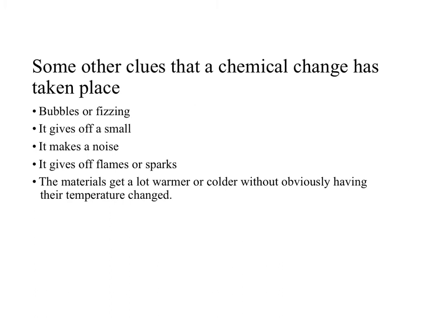Okay, so the main thing that we want to look for when we know that a chemical reaction is going to take place, or when we're trying to find out if one has taken place, is just seeing whether or not a new material has been formed. But here are some other helpful points that may give you a clue as to whether or not a chemical reaction has happened. If a chemical change is taking place, some of these might happen.